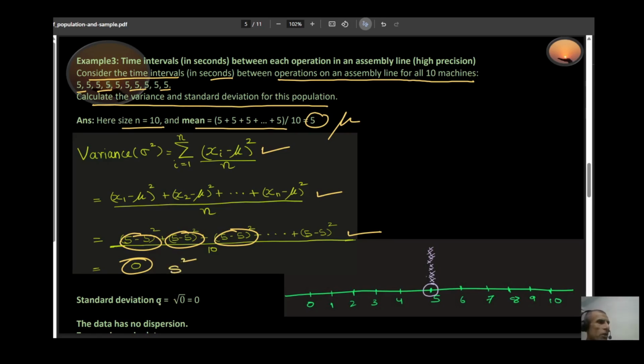How about your standard deviation? Well, the square root of this would be 0 seconds. So the data has no dispersion, and if I plot this on a number line, you can see this is my average value right here, 5, and look at all my data points. They are all exactly at 5. So there is absolutely no dispersion over here.